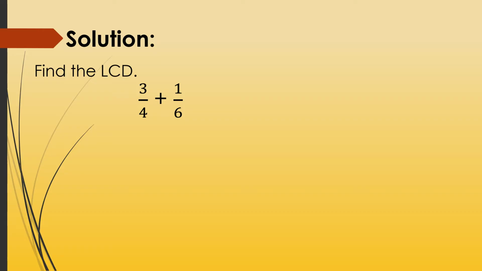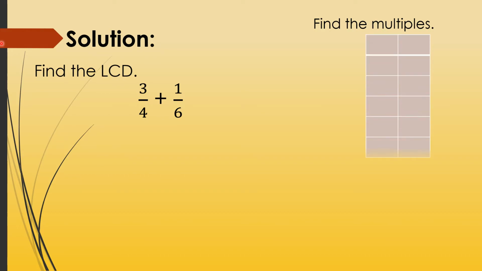So, paano natin aalamin yung LCD? So, una, hahanapin natin yung multiples. Ano ba yung multiples? Ito yung numbers na imumultiply natin sa 4 at sa 6. So, gagawa tayo ng table like this one. And then, isusulat natin yung dalawang denominators na magkaiba, 4 and 6.